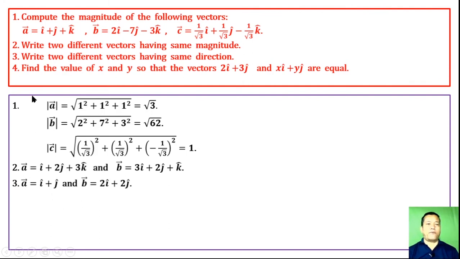For question number 4, find the value of x and y so that these vectors are equal. Here these two vectors are equal, it is given. Then the corresponding components of the vectors must be equal. The coefficient of i, 2, equals x, that gives x equal to 2, and the coefficient of j, 3, equals y, that gives y equal to 3. So the value of x is 2 and the value of y is 3.